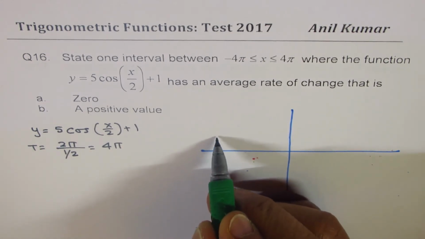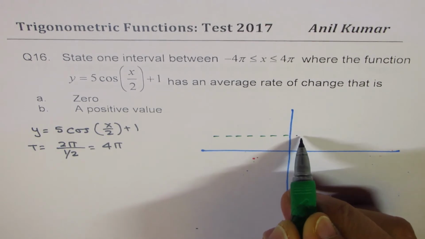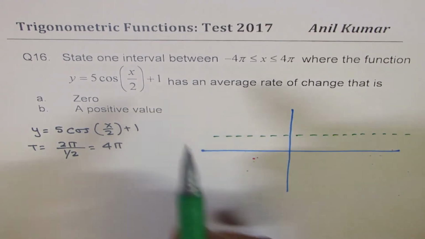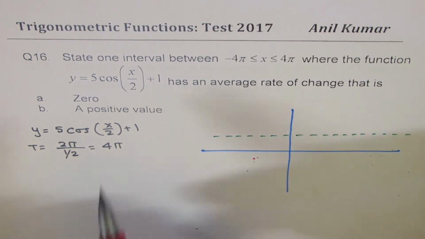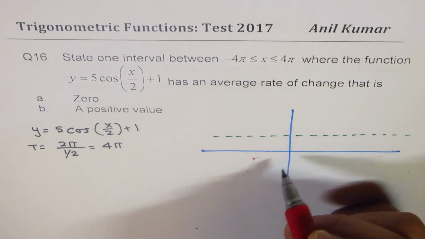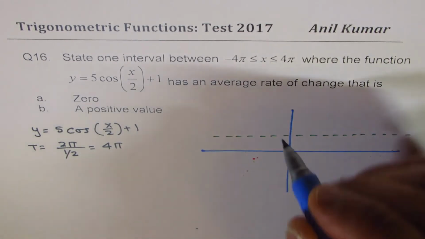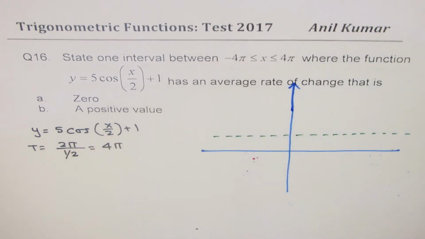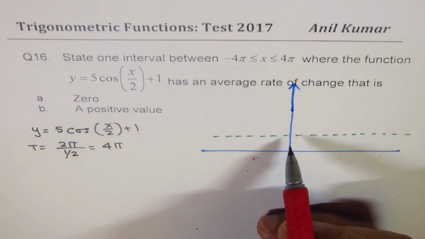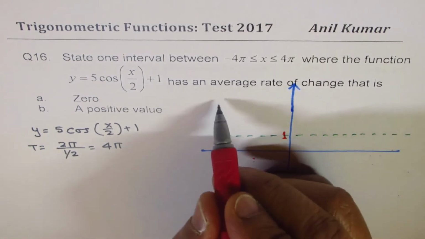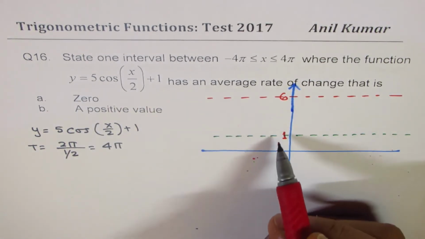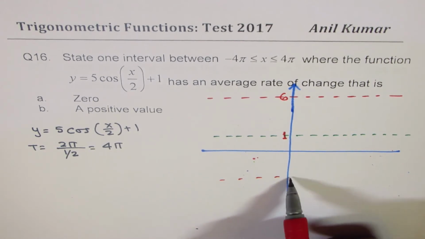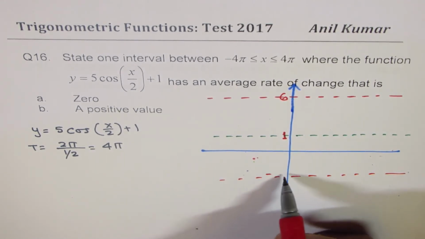So this is 1 unit up, right? This is at 1. Now we have maximum will be 1 plus 5, which is 6. Let me just extend this a bit more. So this is at 1, and if I add 5 to it, this is our maximum value, which will be at 6. 1 plus 5 will go down by 5 also, so that will be at minus 4.